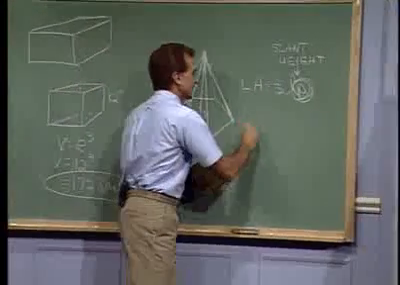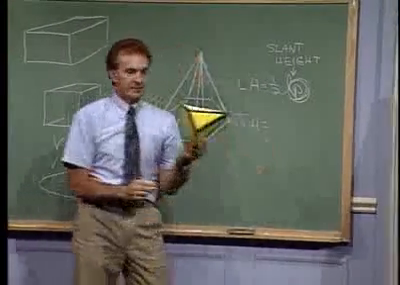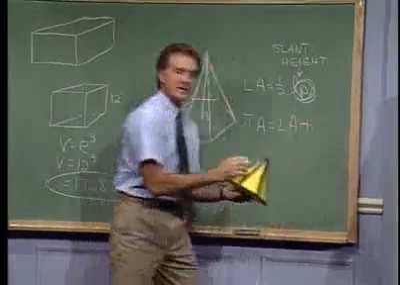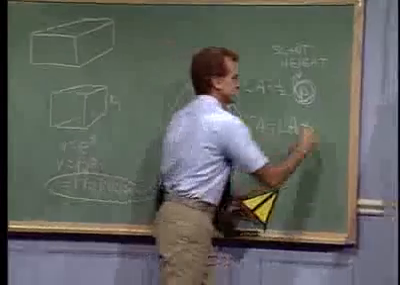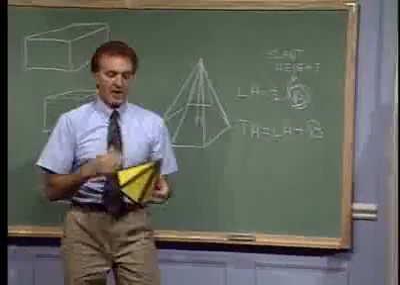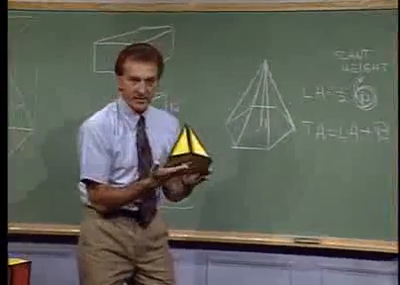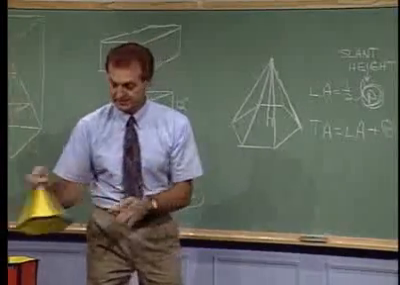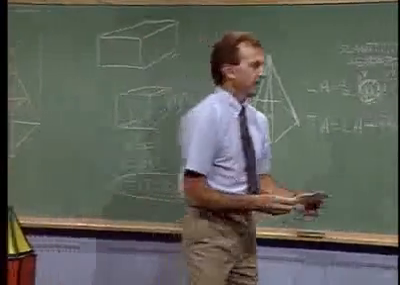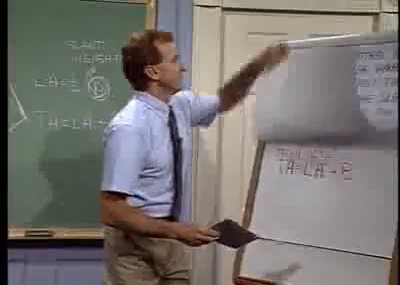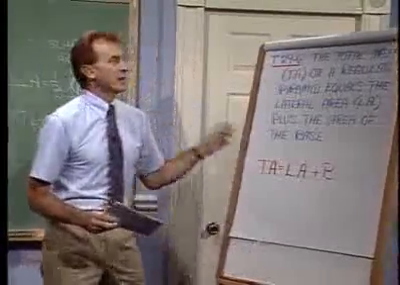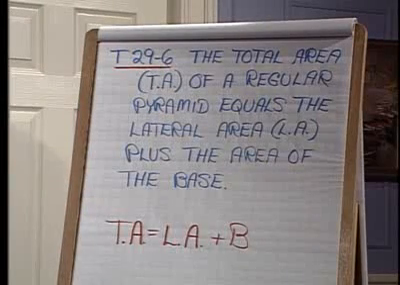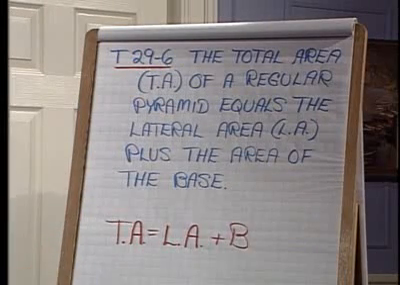Now, total area, what do you suppose that might be then? Logically, lateral area plus what? One base. So if you found the lateral area of this thing, find the area of the base one time and add it all together. Simple enough. The total area of a regular pyramid equals the lateral area plus the area of the base. We already figured that out.